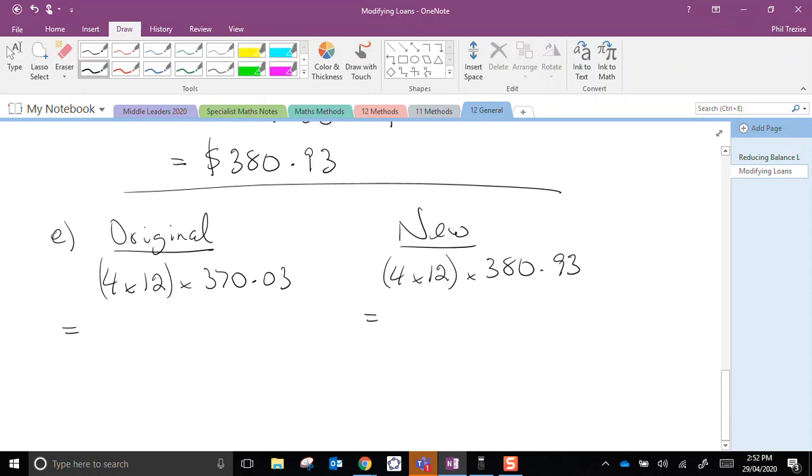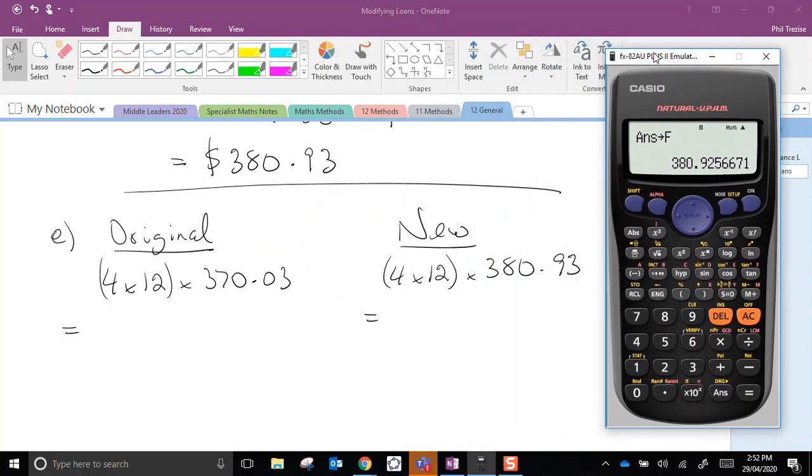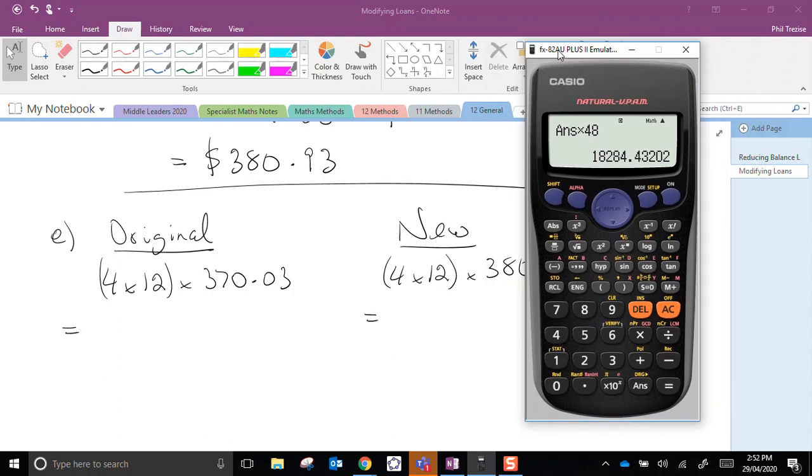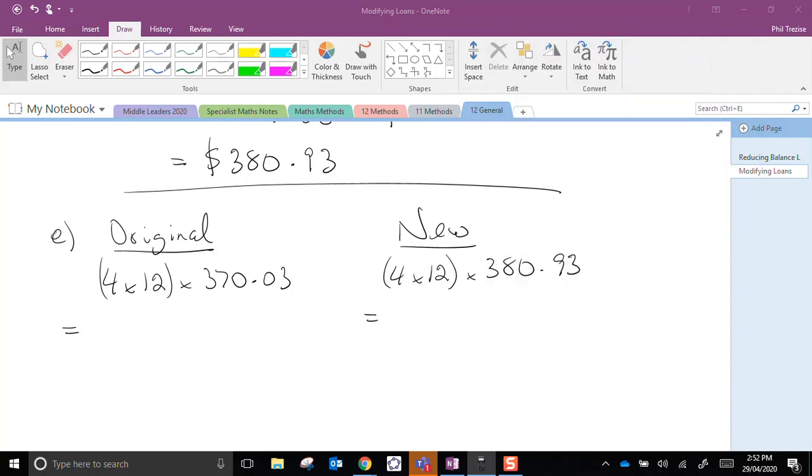So let's calculate these two answers. So that's my previous number that's already there. If I just multiply by 48, I get 18,284.43. Let me write this. $18,284.43. That was with the interest rate rise.